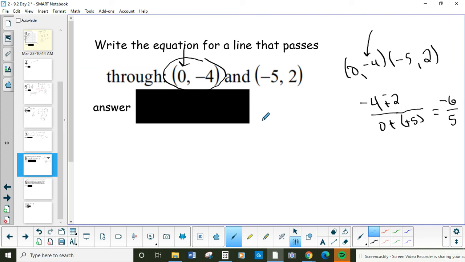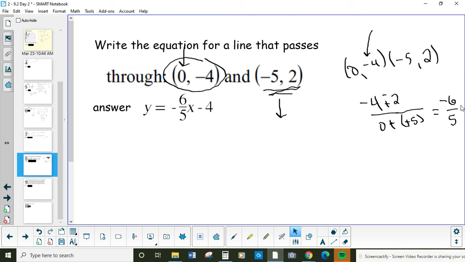So let's finish this. I would pick the easier one, but just for argument's sake, I'll pick the harder one this time. Easier is when there's zeros, right? Small numbers. Okay, but they're both going to work, so I'll show you. We already know the y-intercept's negative 4. We know the equation should be y equals slope, negative 6/5 x, plus y-intercept, negative 4.